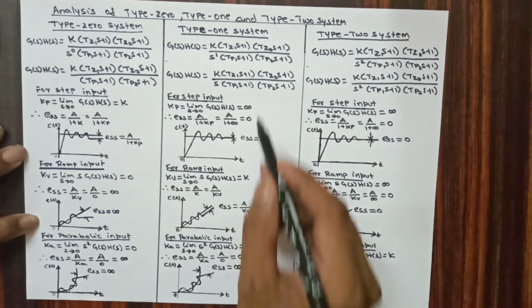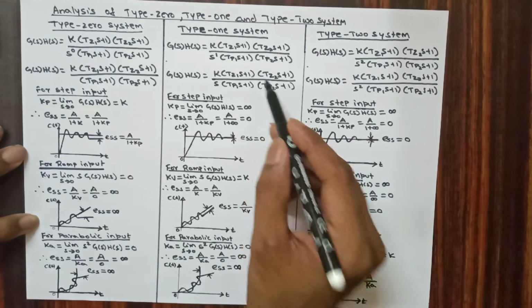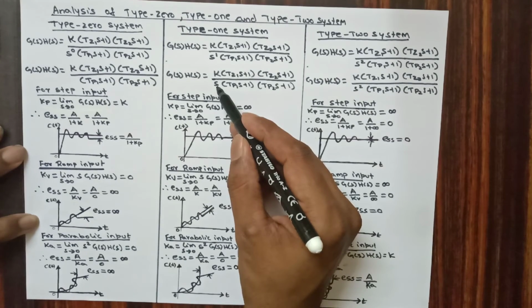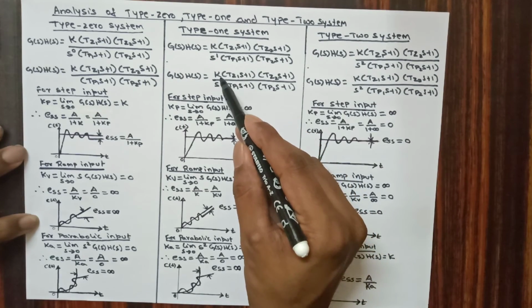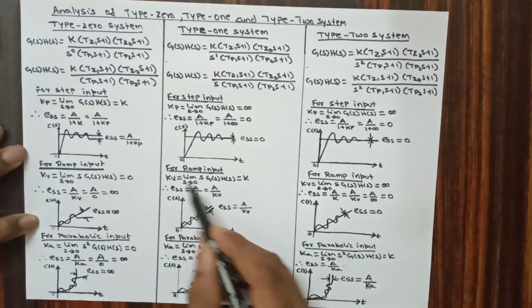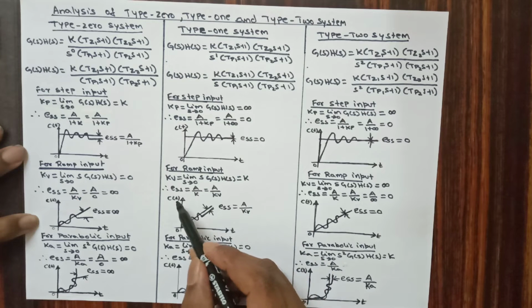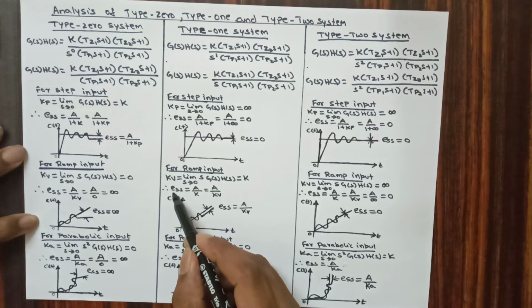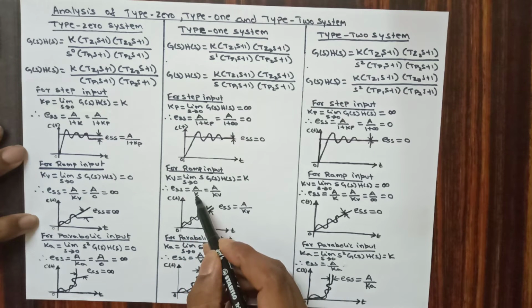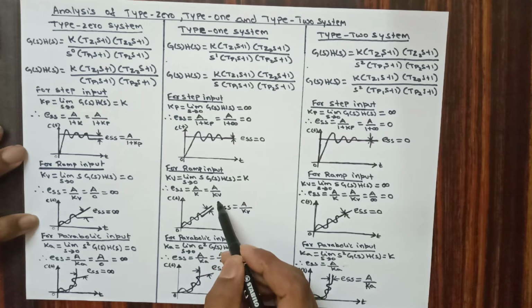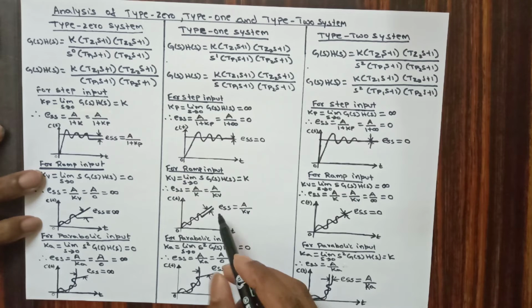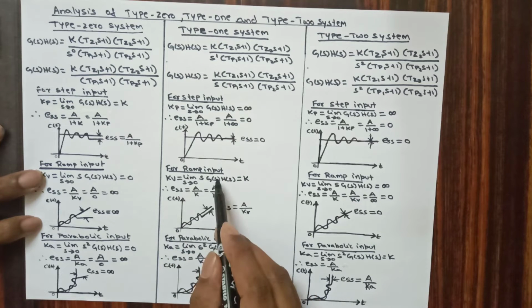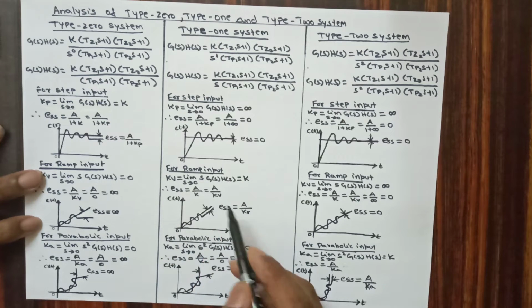This time when I substitute this G(s) into H(s) value, this s and this s get cancelled, and when I apply the limit s tends to 0, I am getting a constant value K, which is nothing but Kv is equivalent to K. Therefore, for ramp input, steady state error ESS is equal to A divided by K, which is equivalent to A divided by Kv. You can observe here I am getting some finite error for ramp input for a type 1 system.